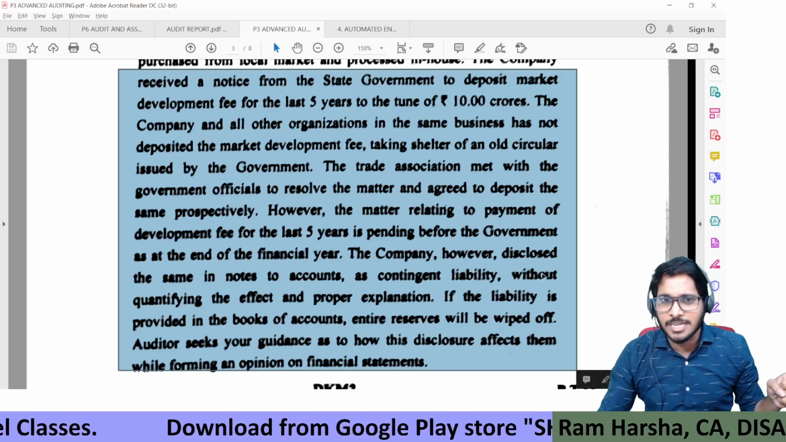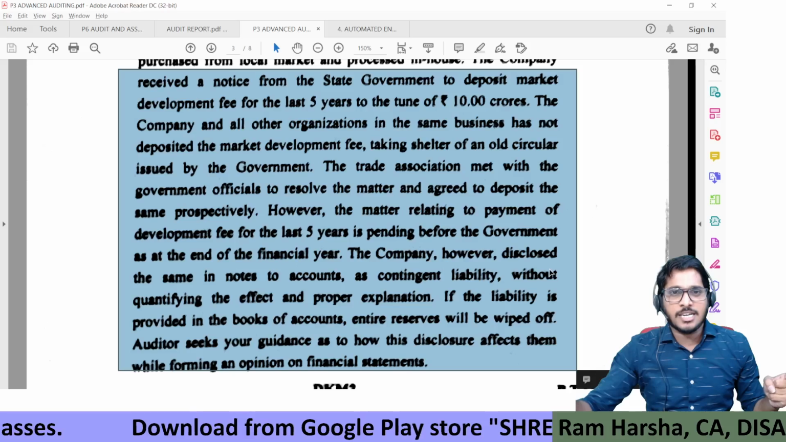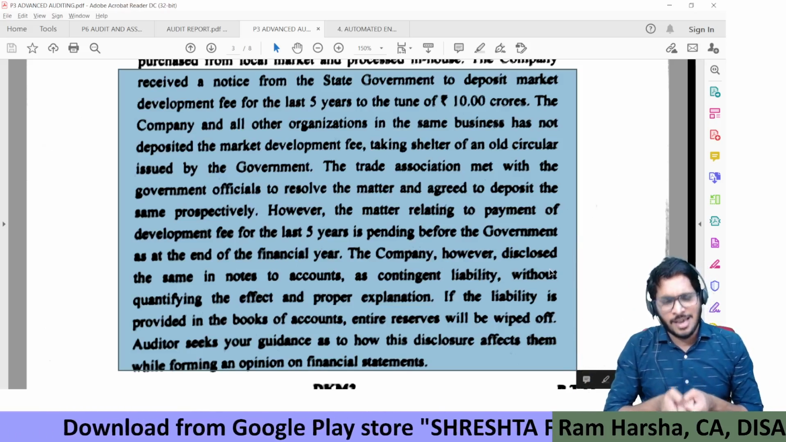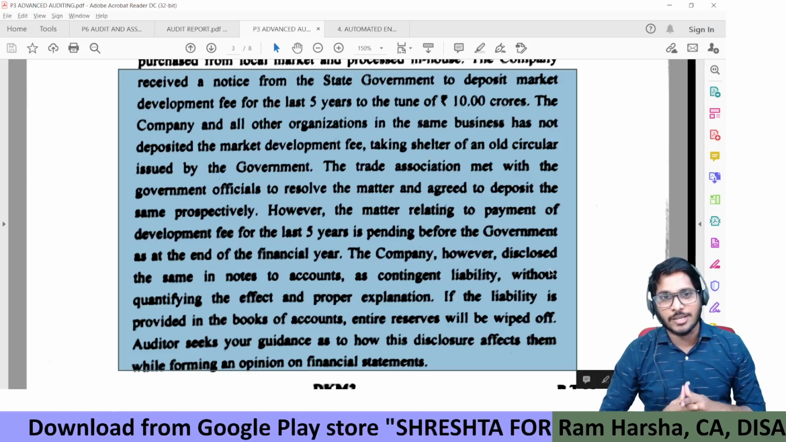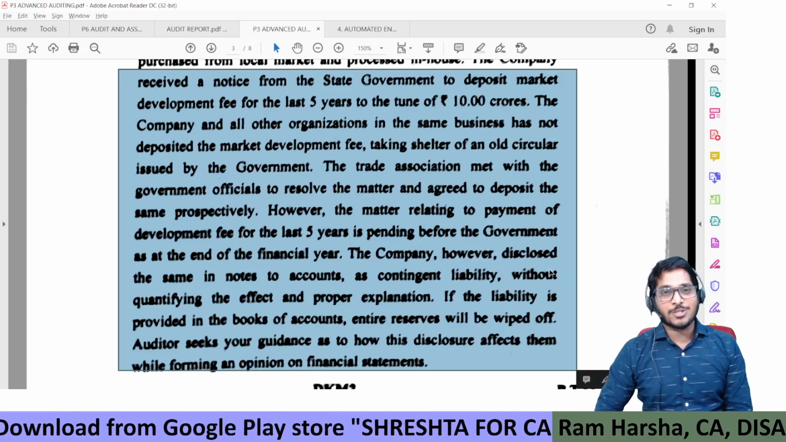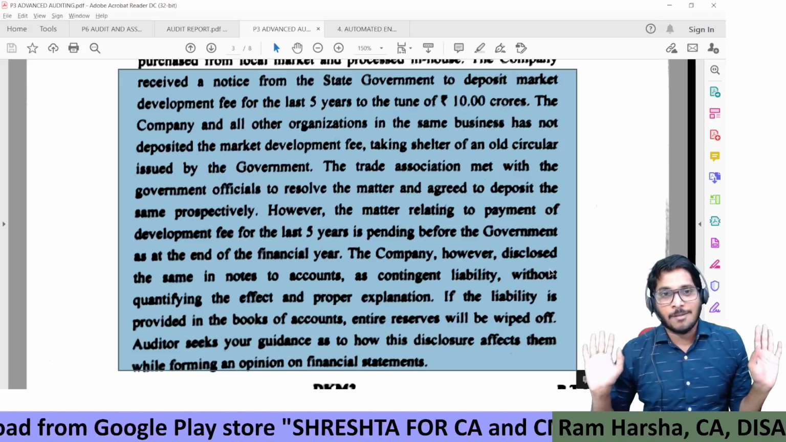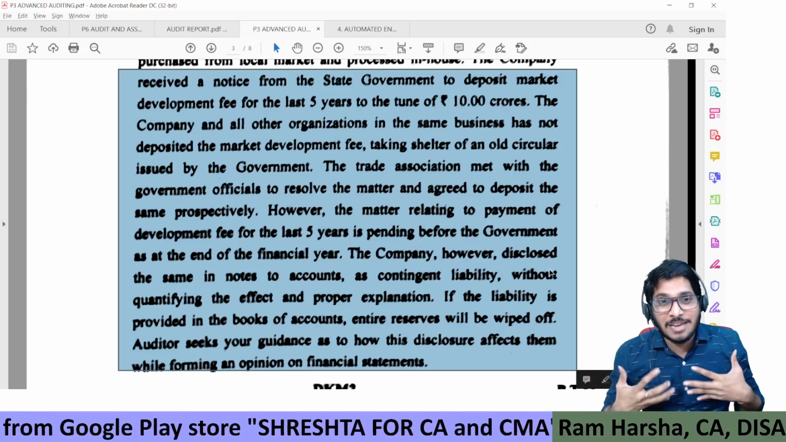Open the audit report chapter in the CA Final study material. There are illustrations. In that, one of the illustrations deals with a similar case like this, only with names changed. And students said the paper is conceptual, very high standard, the paper became tough. No, nothing like that. The problem is we didn't prepare well.